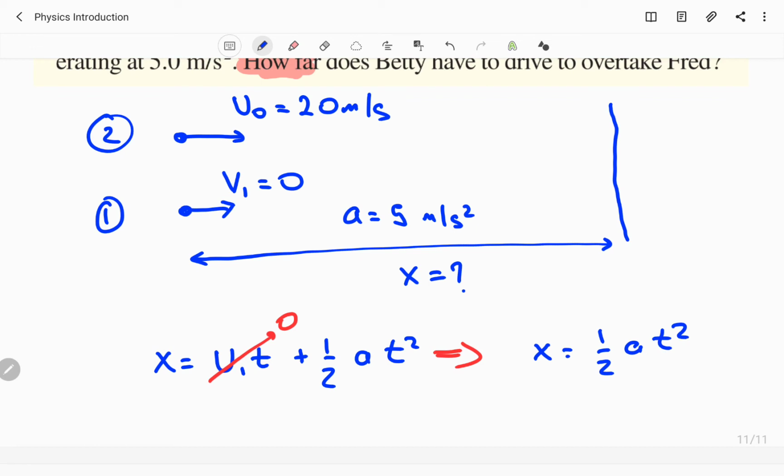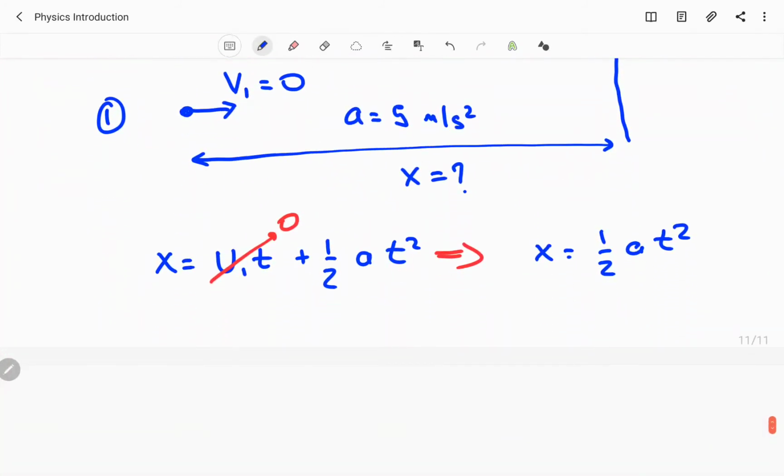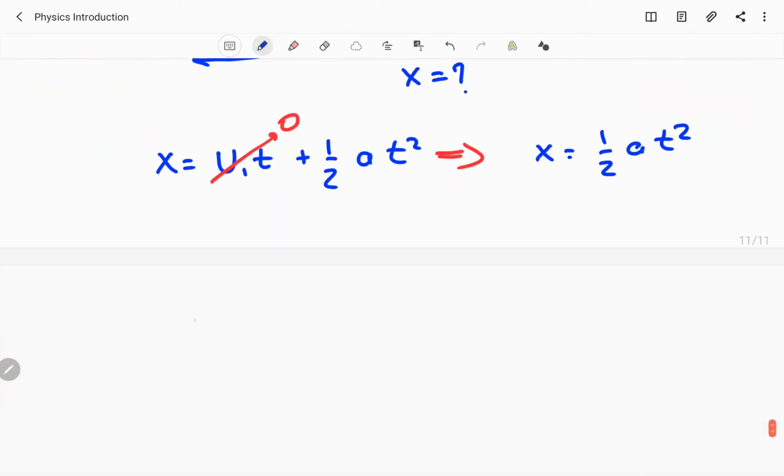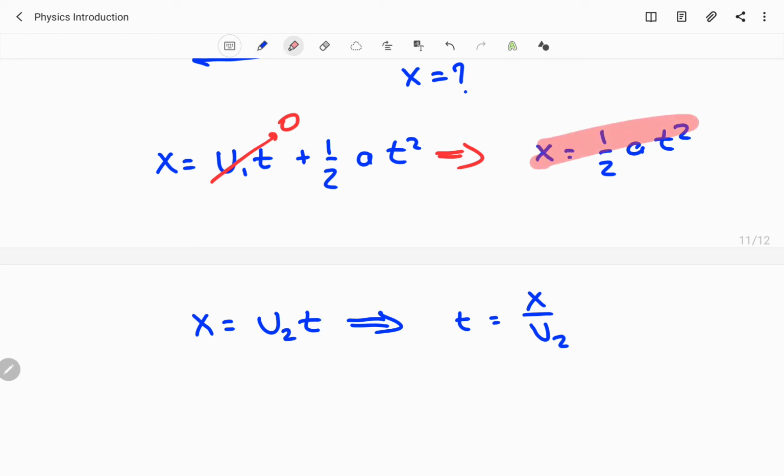Now let's write the equation for the second car. The second car is moving with constant velocity, constant speed. So it means we have only one equation, distance equals velocity times time. Yes? So time should be the same, because during the same time they will move. So from here we know that time equals x over v2. So now we need to substitute these 2 equations in order to find x.